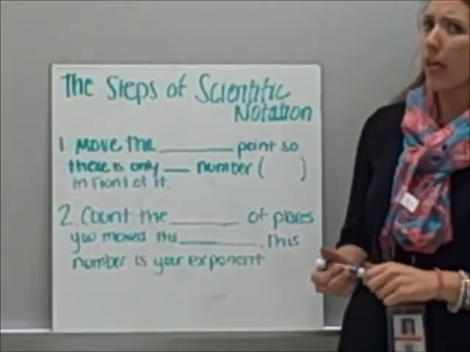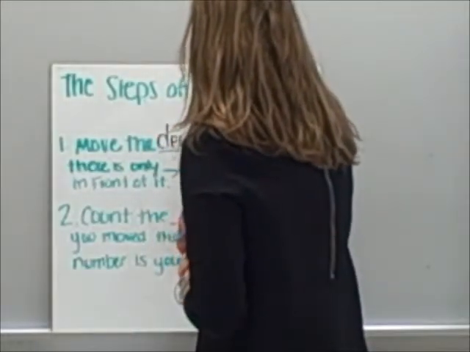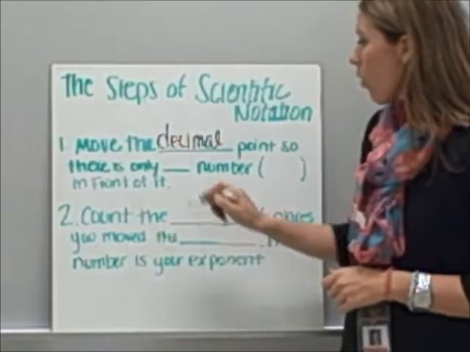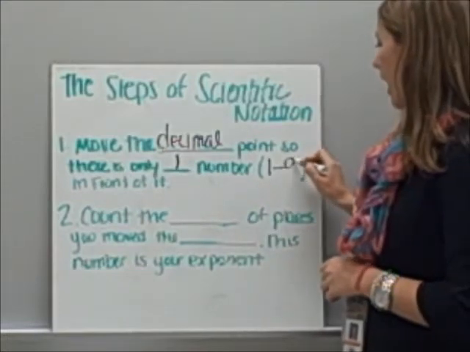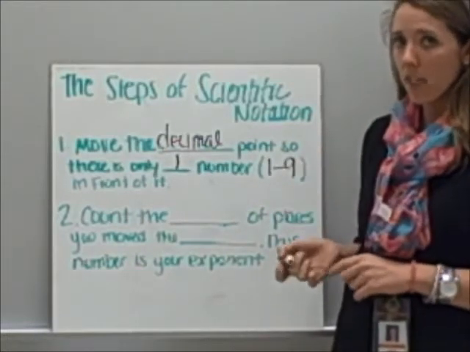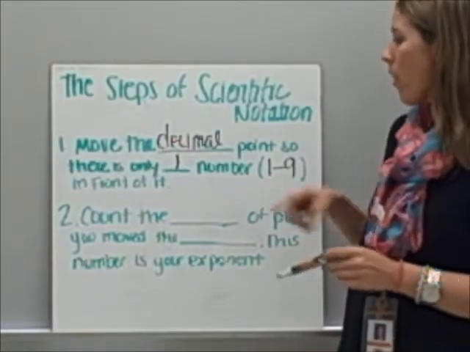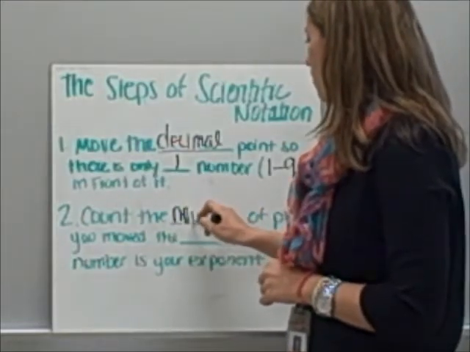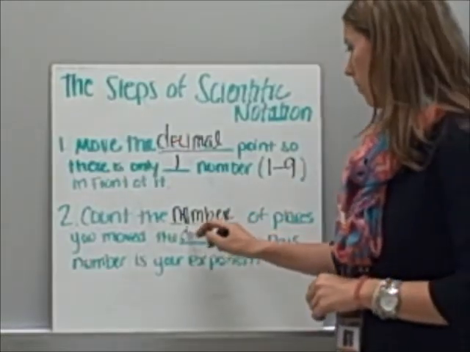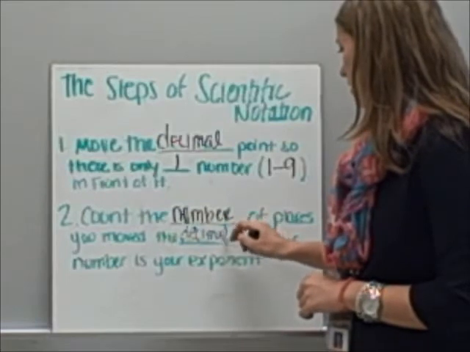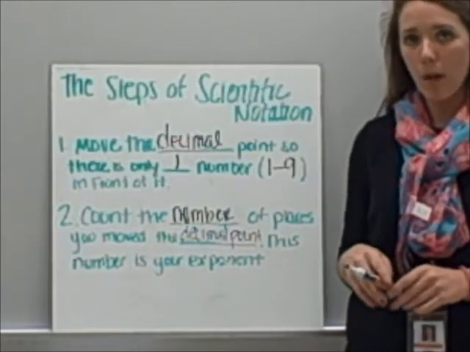Scientific notation has two very simple steps. First, we're going to move the decimal point so that there is only one number in front of it. That number is going to be 1 to 9. So it can be 1, 2, 3, 4, 5, 6, 7, 8, or 9. Those are the only numbers that can be in front of your decimal point. Then we're going to count the number of places you moved the decimal point. This number becomes your exponent.